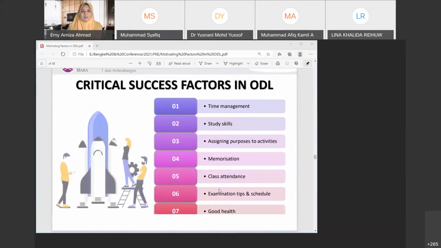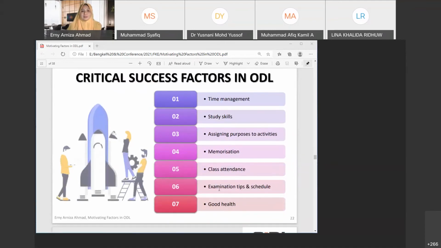How to succeed? These are the critical success factors in ODL. It is not only these seven, there are actually many more, but Madam highlights these seven. First, time management. You need to know how to manage your time. ODL allows you to learn at any time, anywhere.